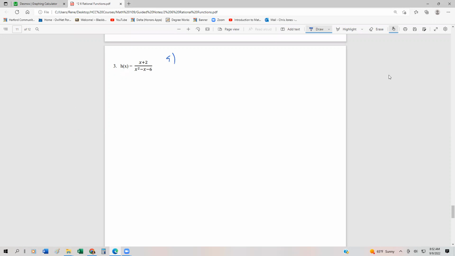All right, so to determine symmetry, we plug in negative x, and so we get (-x + 2) divided by (-x)² - (-x) - 6. And then simplifying this, the only thing that would really simplify is the denominator. So we'd have (-x + 2) divided by x² + x - 6. And notice that it doesn't look like the original. All right, so these two terms are different.